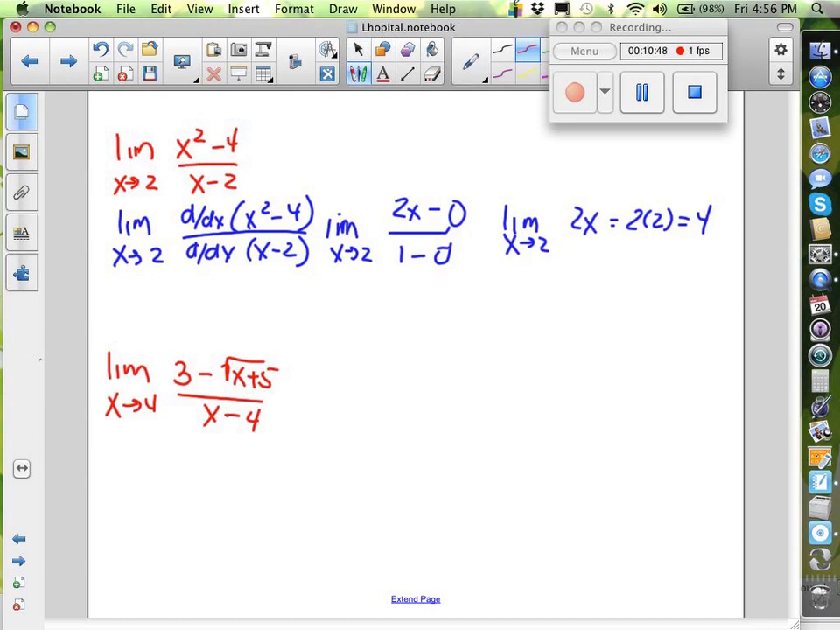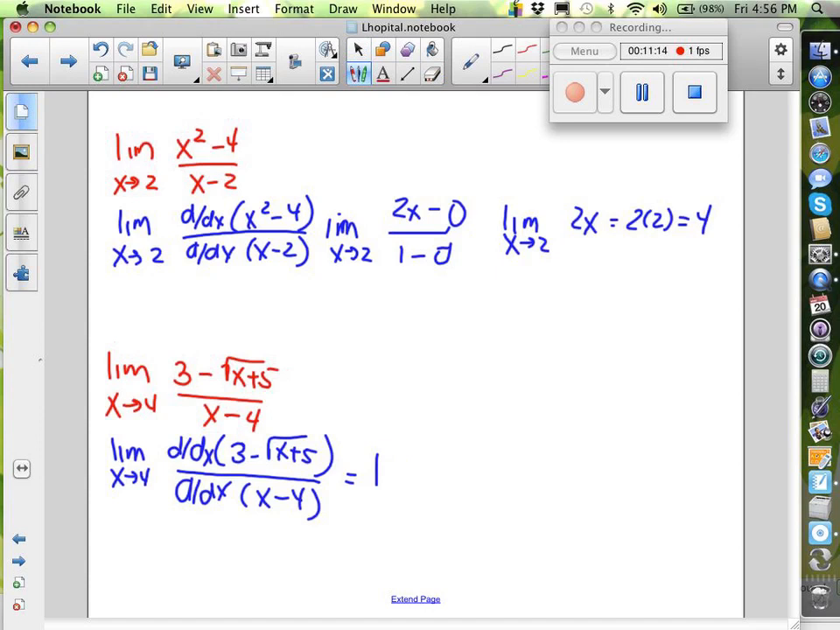Now, let's try it with this one. All right, so to find the limit, we're going to take the limit as x approaches 4 of the derivative of 3 minus the square root of x plus 5, and the derivative of x minus 4. All right, so I'm going to rewrite that there. So instead of square root of x plus 5, I'm going to rewrite that as x plus 5 to the 1 half power. That's a little easier to work with.